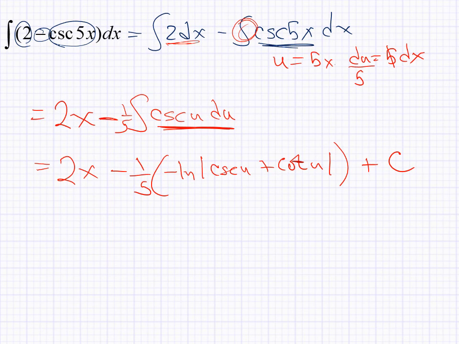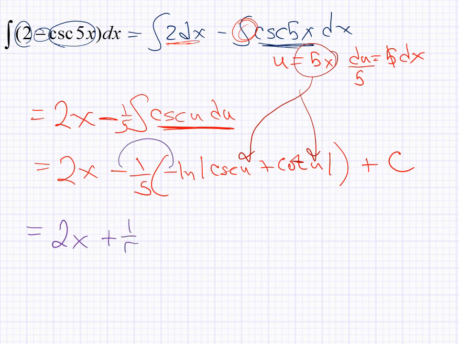Replace your u. Your u is 5x, so I'll replace my u here and here. And what do I get? I get 2x minus, or plus actually, because this negative will give me plus 1/5 log of cosecant 5x plus cotangent 5x plus c.